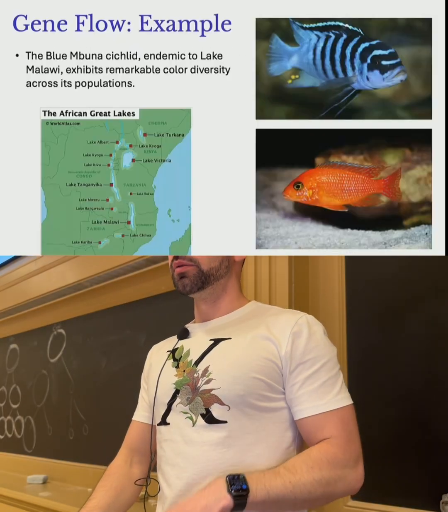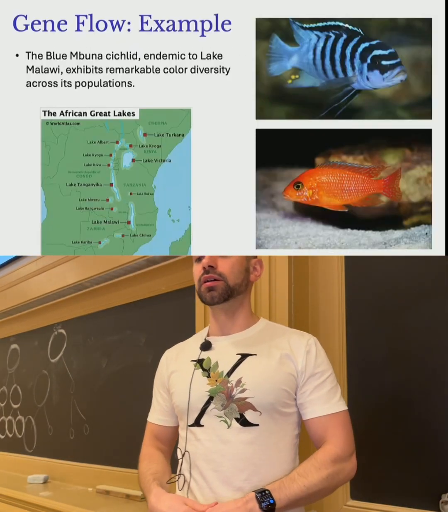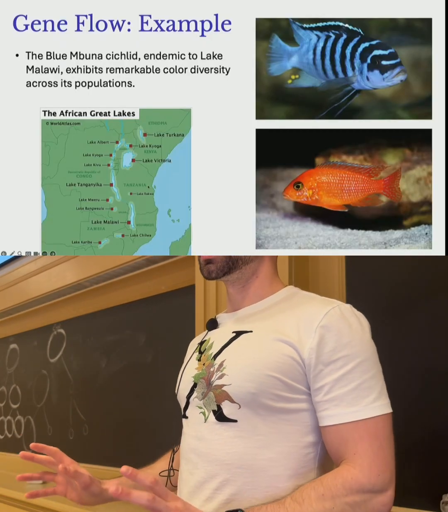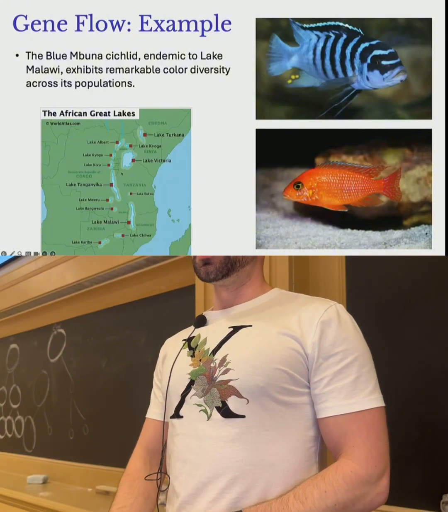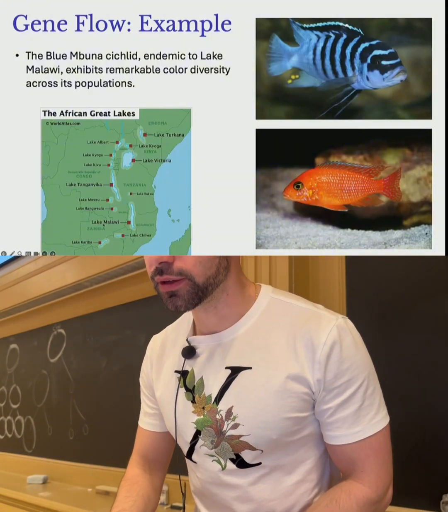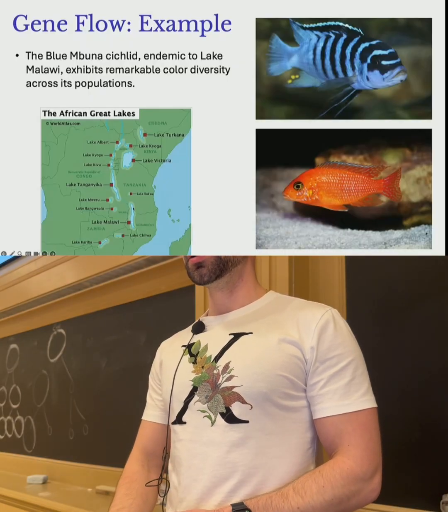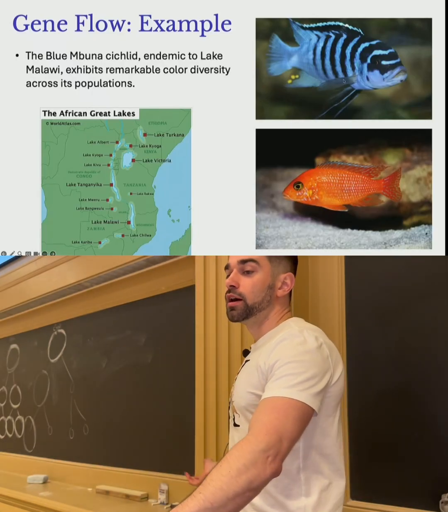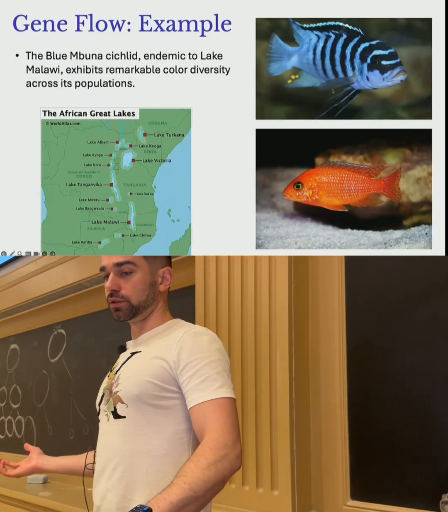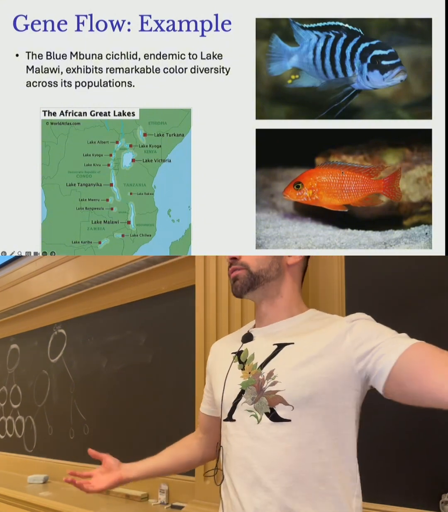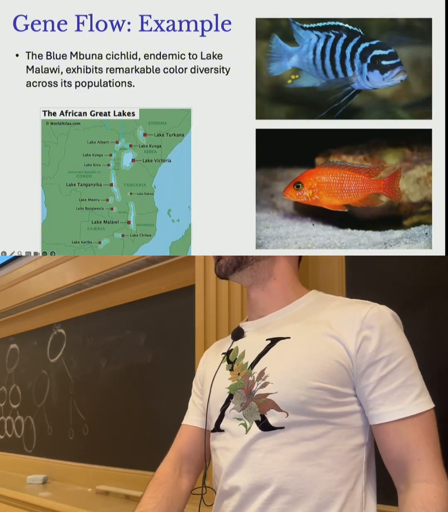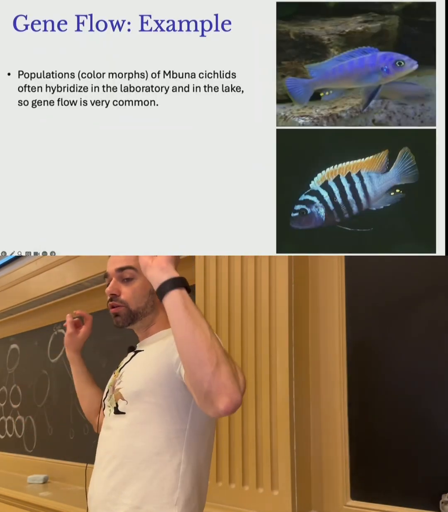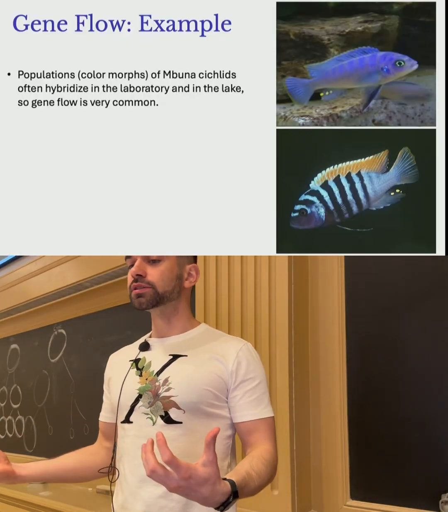Another example of this is the Buna cichlid. It's an example of African cichlids, an incredibly speciose clade of teleost fish. These are endemic to Lake Malawi, this one right here in Africa. And they come in two different flavors. On one side of the lake, you have a blue population of these fish. They look like this. On the other side of the lake, maybe there are different environmental or selective pressures, and you have a red phenotype. But we know that these color morphs of these cichlids often hybridize.